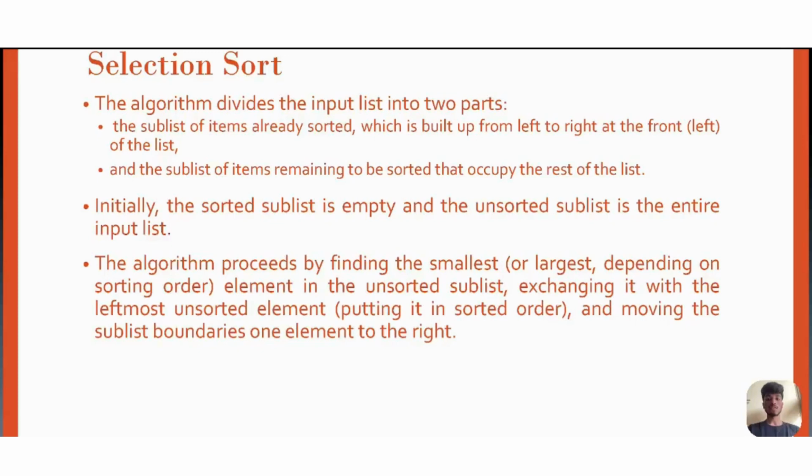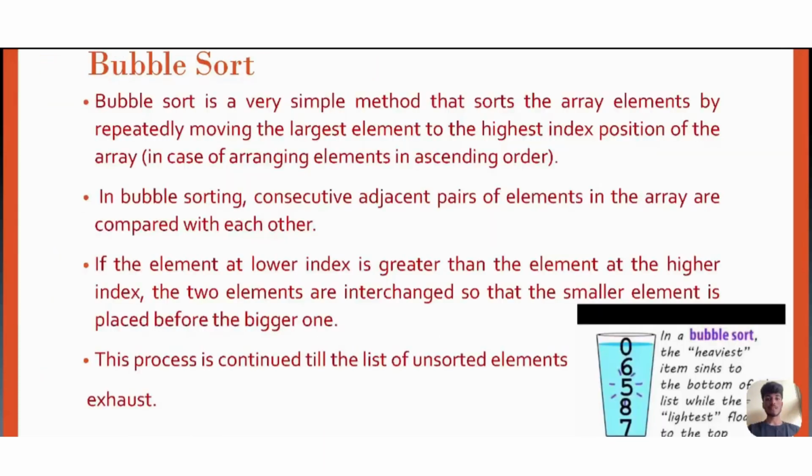Next we can see selection sort. The algorithm divides the input into two lists, as you already know. Next we will go to bubble sort.